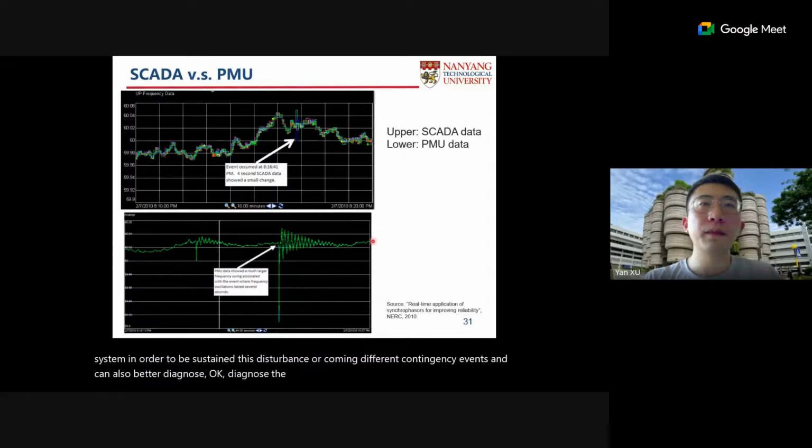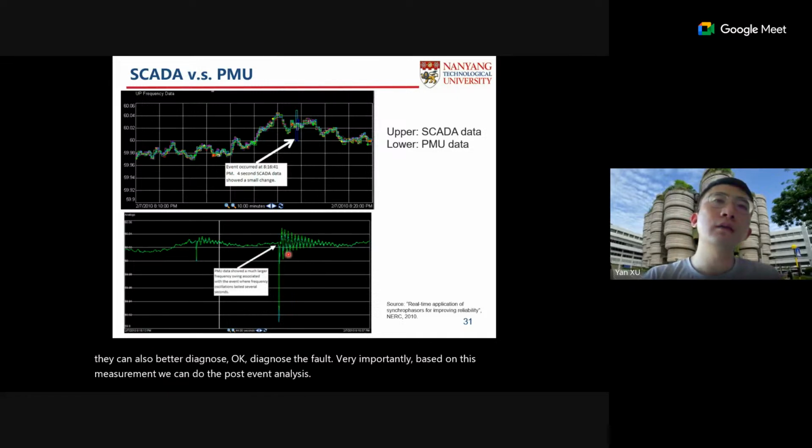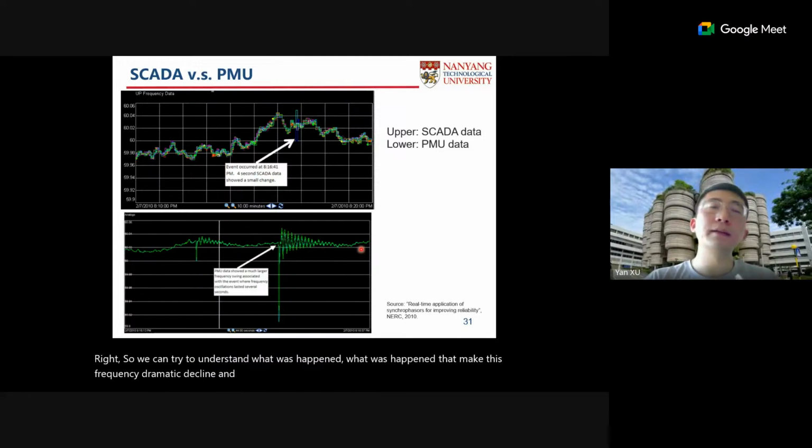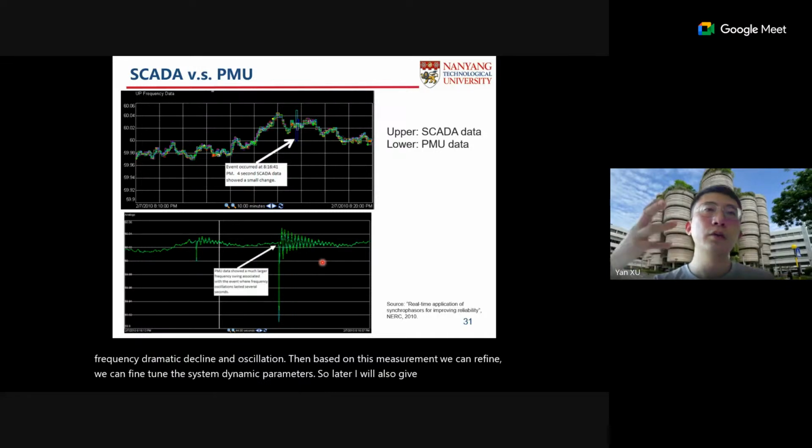Very importantly, based on this measurement, we can do the post-event analysis, right? So we can try to understand what happened that made this frequency dramatically decline and oscillate. Then based on this measurement, we can fine-tune the system dynamic parameters. Okay, so later I will also give you an example.